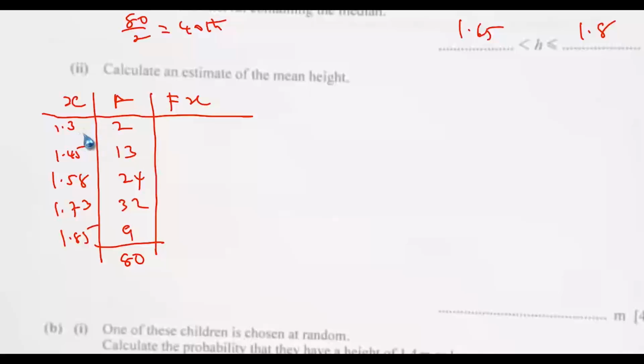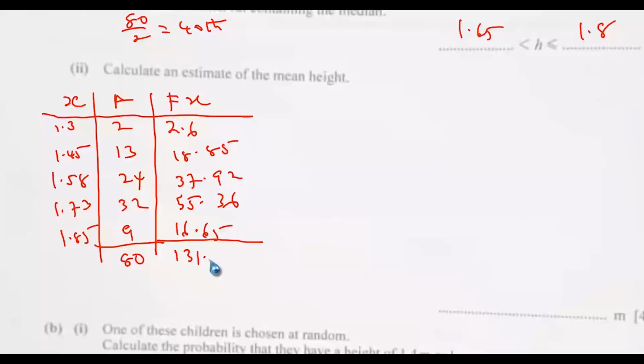Then you need to multiply f by x, 1.3 by 2. You're going to have 2.6, 18.85, then 37.92, then 55.36, then you have 16.65. So if you add this last column together, you're going to have 131.38. So the formula for the mean is given as summation fx over what? Summation f, and summation fx is the total of this.